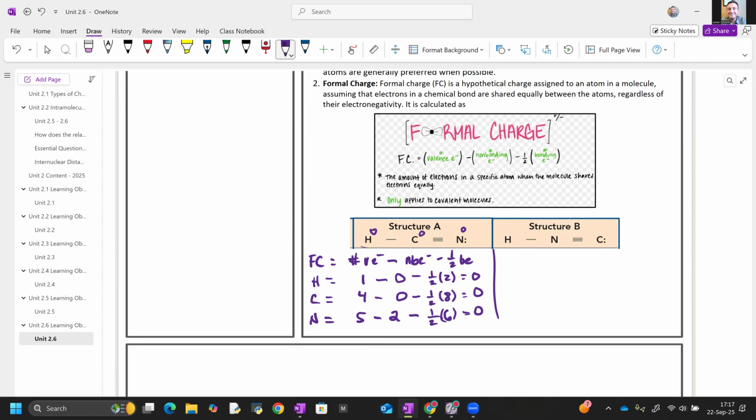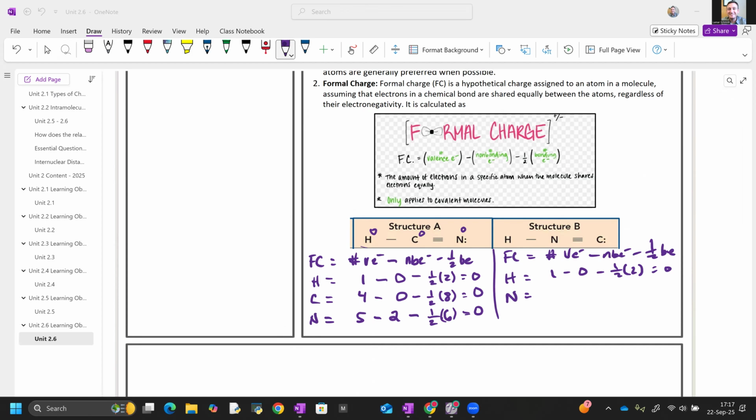Now, if we do the same thing for structure B, I'm going to rewrite the formula here: valence electrons minus non-bonding electrons minus 1/2 of bonding electrons. And so we look at hydrogen. And again, hydrogen meets the same criteria that we saw before. It's 1 minus 0 minus 1/2 of 2. So this is 0. Nitrogen, however, does not have the same calculation because nitrogen has moved to become a central atom.